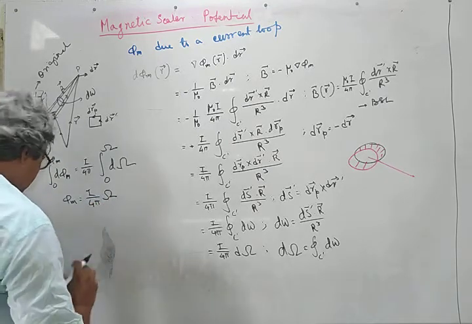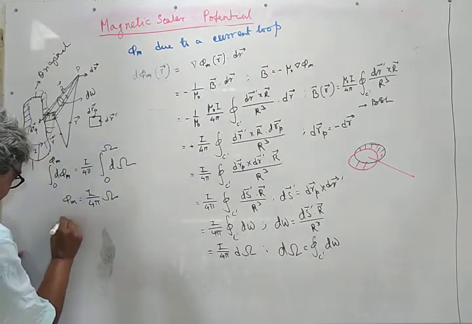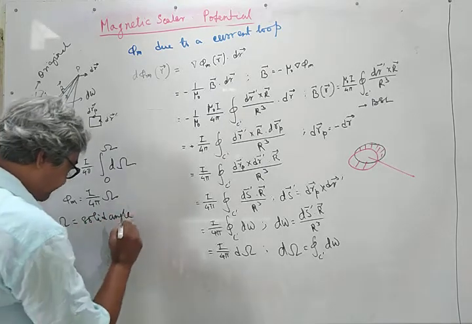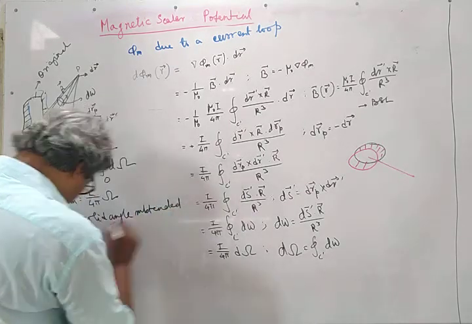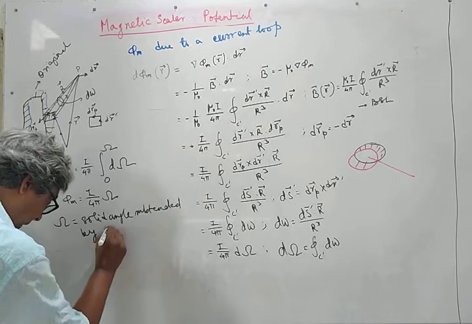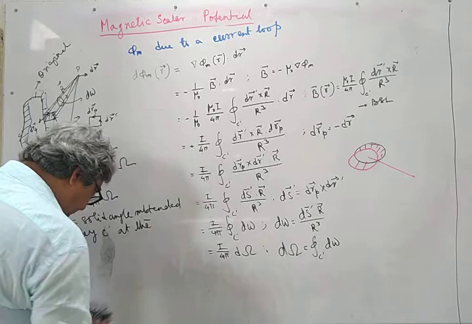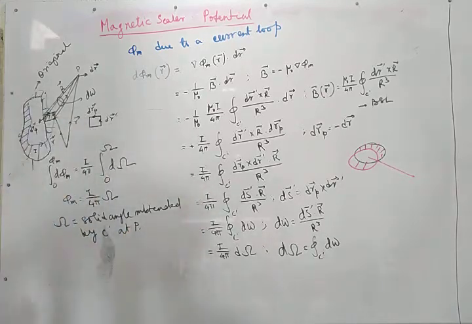omega, where capital omega is the solid angle subtended by C prime, the contour, at the field point P. This is as simple as this. Now, this is one way of calculating this.